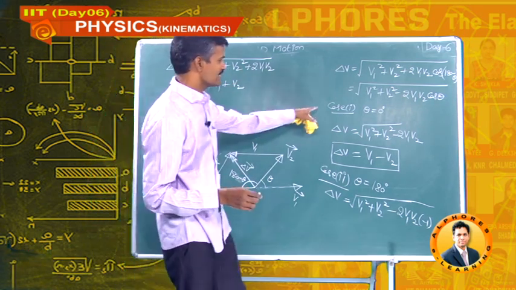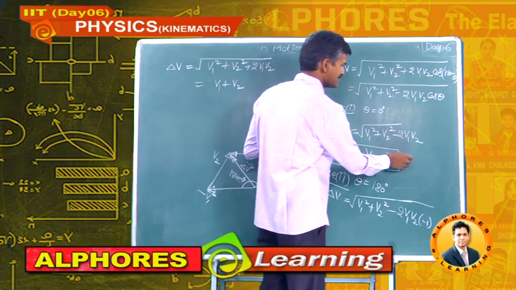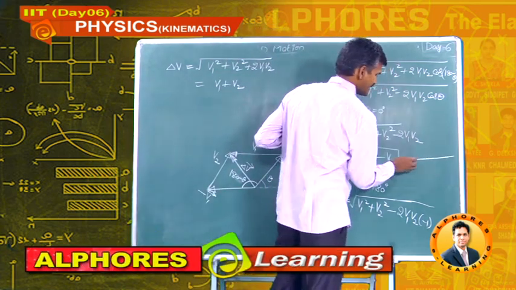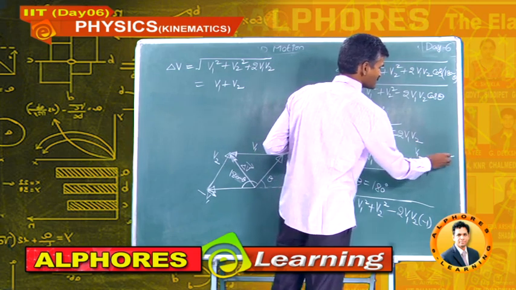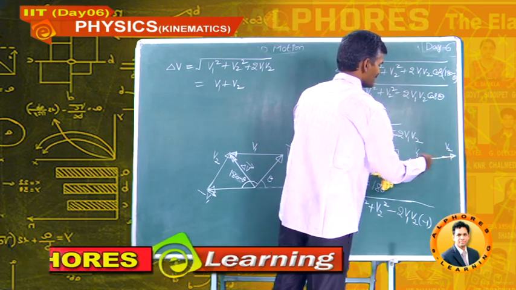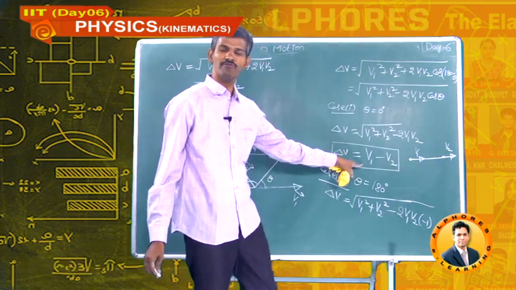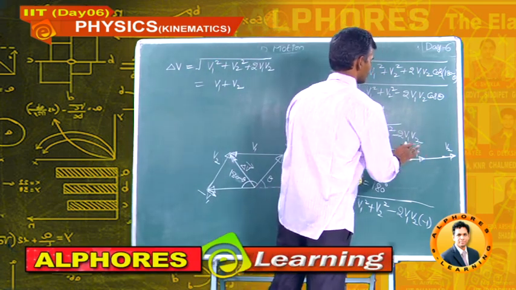So I am showing a small diagram for these two cases. Here the body moves in a straight line. Here its velocity is V1 and here its velocity is V2. Both are in the same direction. Then change in velocity is V1 minus V2.